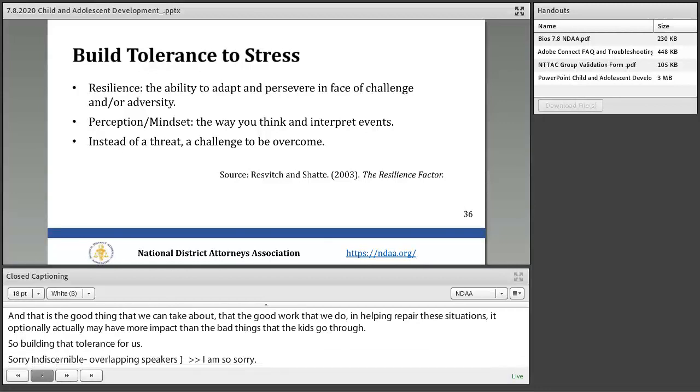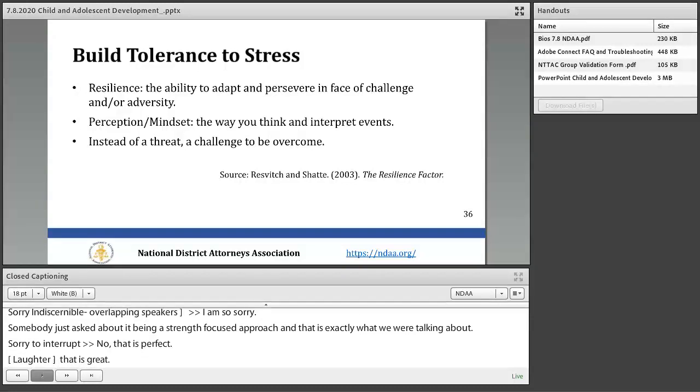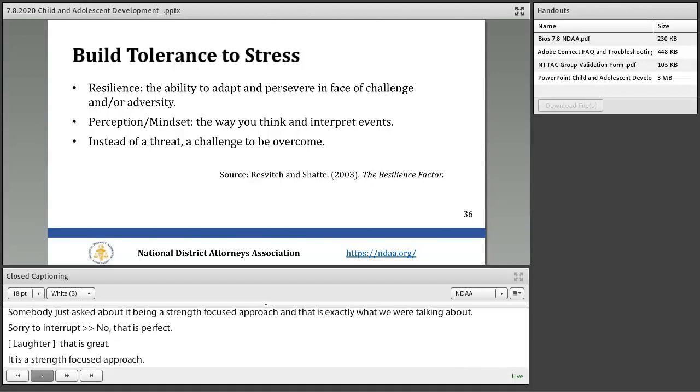they just said about it being a strength focused approach, and that's exactly what we're talking about. That's perfect. No, that's great. It is a strength focused approach, and we're going to talk about that too, a little bit as it goes on.